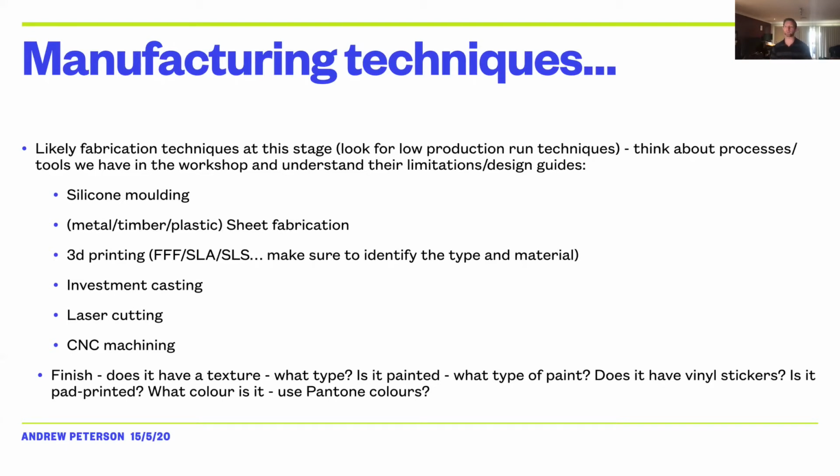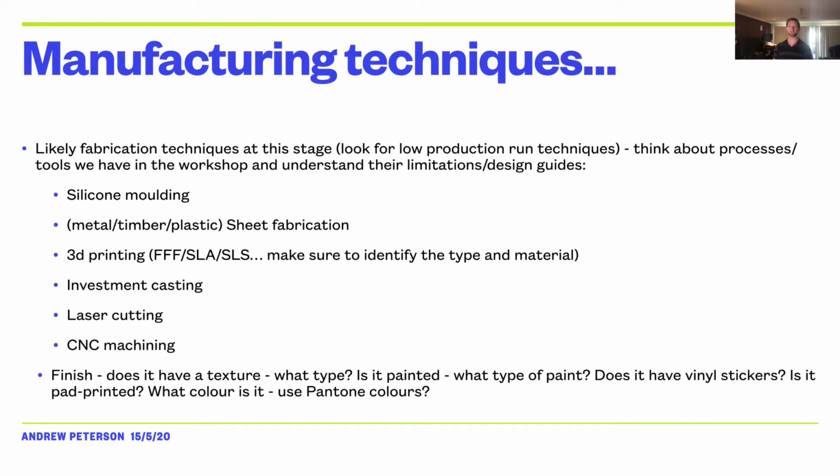Other things to consider would be the surface finish or even the color. So does it have a texture on it? What type of texture? Is it painted? But don't just say it's painted. What type of paint is it? Does it have vinyl stickers or some other kind of graphic on there? Is it pad printed? How do you get those different decals on there? What color is it? So use your Pantone colors to describe, rather than just saying it's blue, it's yellow. You need to be specific.